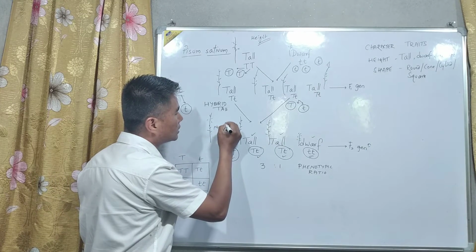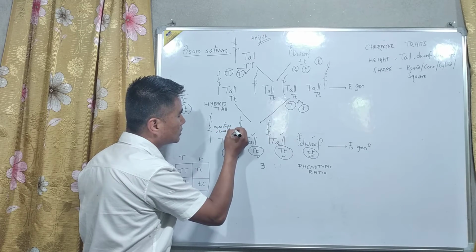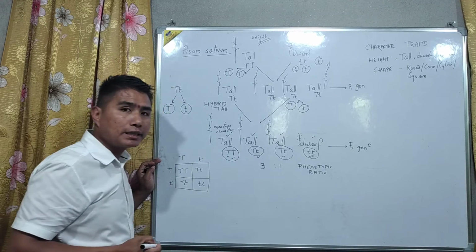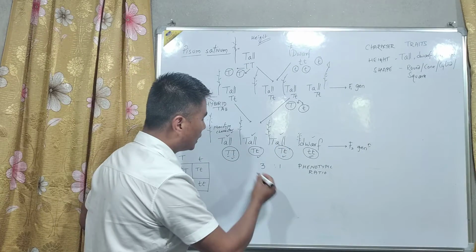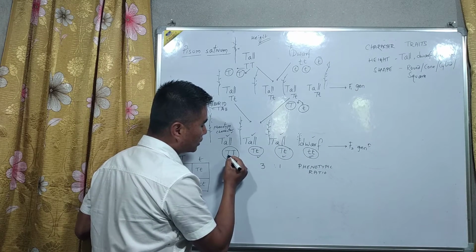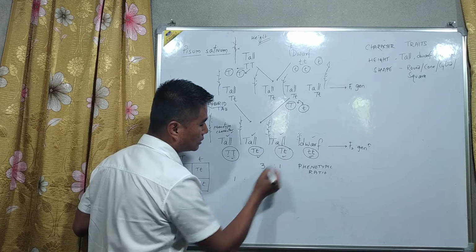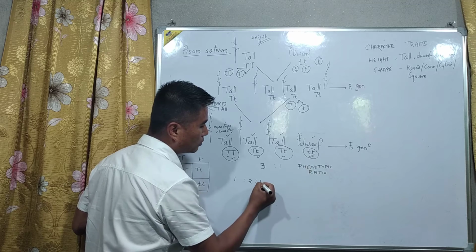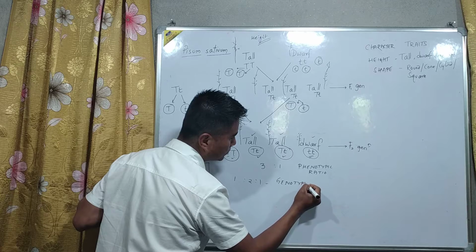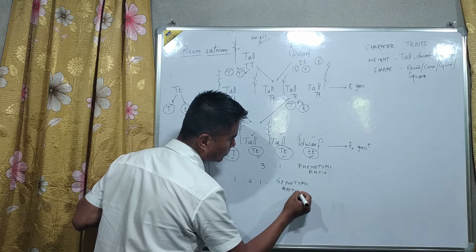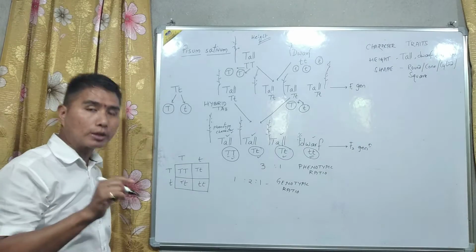Try to understand. Tall is the phenotypic character, and alphabetically T and T is the genotypic character or the genotype. Fine. Now, if we see the genotype, T and T we have is 1, that is pure tall. T and small t we have is 2, and then small t and small t we have is 1. This is genotypic ratio. So what matters is the genotype.